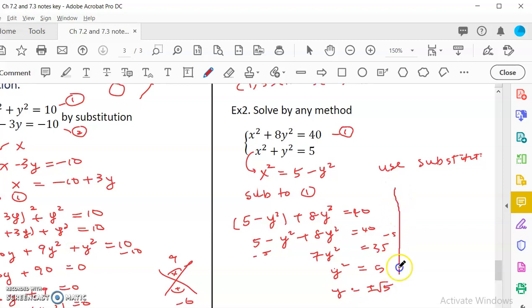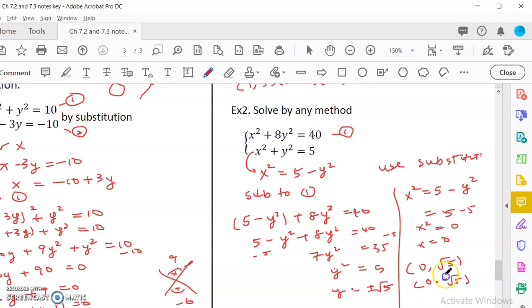Okay, so don't forget the plus and minus. Square root 5. And what about x? So I use this. X squared is equal to 5 minus y squared. Y squared is 5. 5 minus 5 is equal to 0. So x squared is equal to 0. X is only one number, 0. So this is the case where I have only two solutions: 0, square root 5, and 0, negative square root 5.